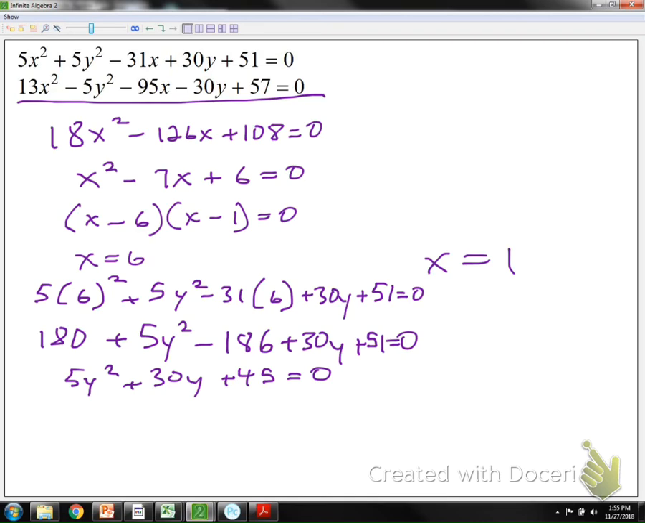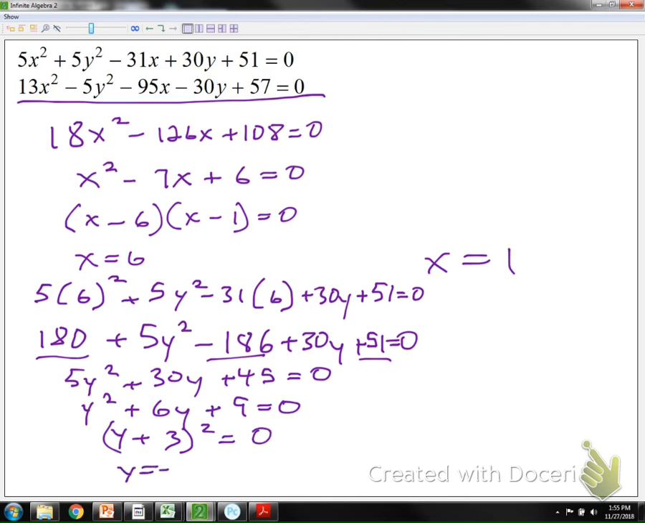Let me double check. 180 minus 186 is negative 6. Negative 6 plus 51 is 45. So everything's divisible by 5: y squared plus 6y plus 9 equals 0. So it looks like x equals 6 is only going to give us one y value. This is (y plus 3) squared equals 0. So y equals negative 3 when x is 6. So one of our solutions is (6, -3).